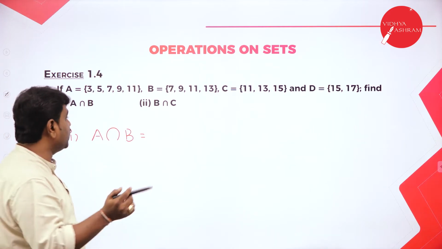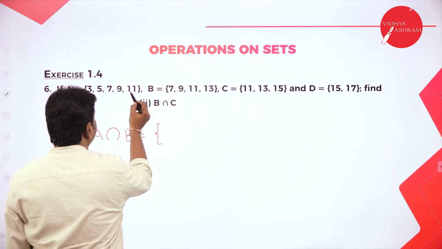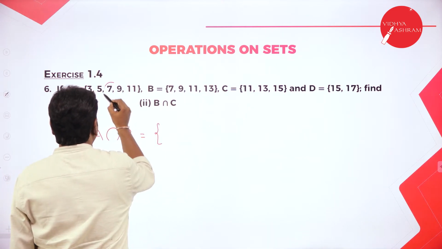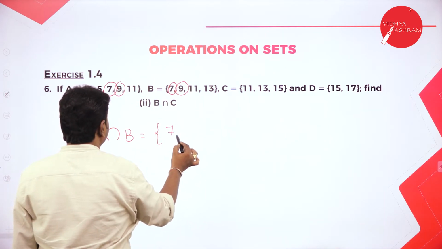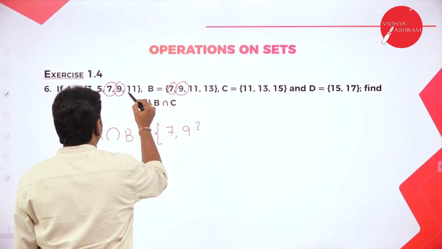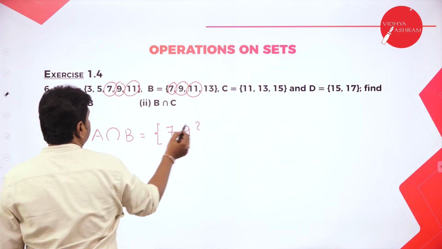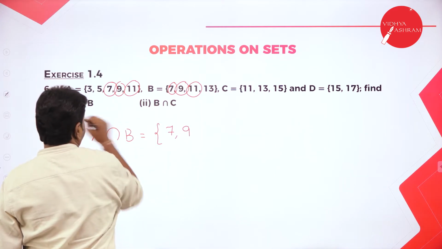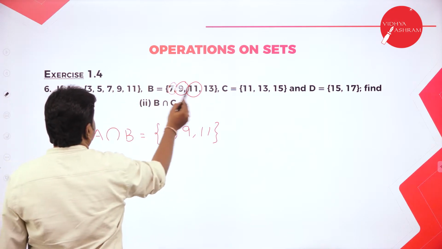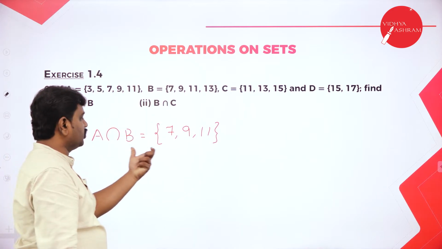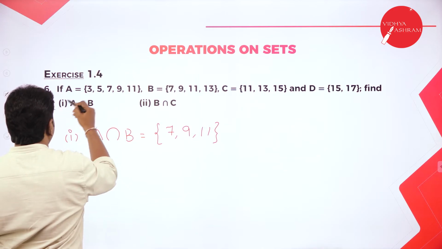Set containing common elements of A and B. What are the common elements of A and B? A is 3, 5, 7, 9, 11. B is 7, 9, 11, 13. So 7 is common in both. 9 is common in both. So I'll write 7, 9. And 11 is also common in both. 11 is present in both. So 7, 9 and 11. This is A intersection B. So 7, 9, 11 is common in both, right? The set of common elements is called the intersection. So now we are done with the first part.